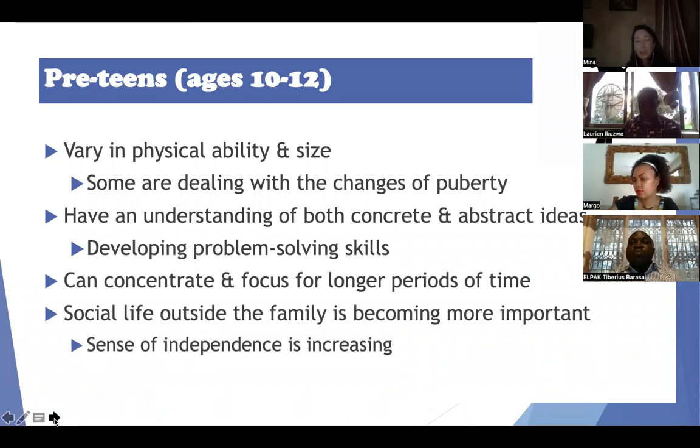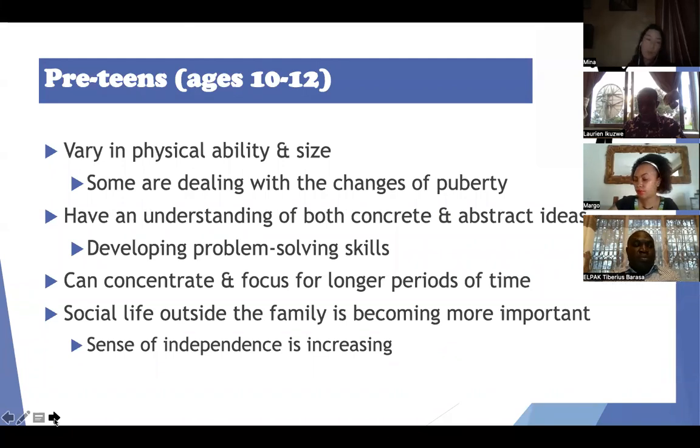At this age, we see that social life outside the family is starting to become important. With little children, their family is absolutely most important. Of course, they like friends, but ultimately it's their family. But at this age, we see them starting to branch out and starting to be more interested in life outside the family, friends and things like that. And they're beginning to get that sense of independence.